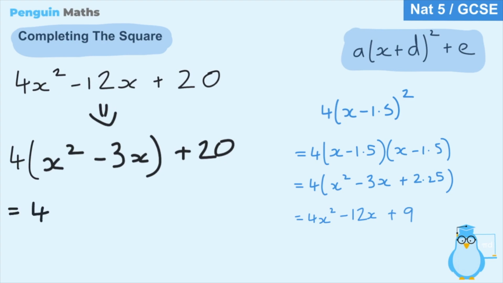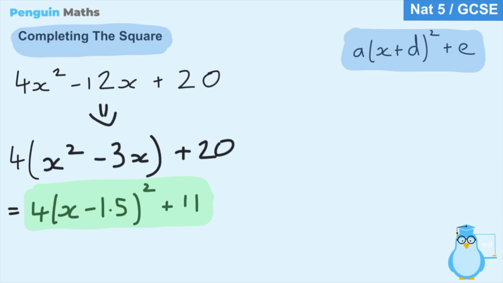So we're going to have 4 brackets x minus 1.5 squared, and to make it equal to 20, we have to say, what's the difference between 9 and 20? We know that 9 plus 11 is going to equal 20, so that means what we can do is add on 11 at the end here. We add on 11 to this, and that gives us the same expression up here, 4x squared minus 12x plus 20. So that means if we look at the general form for completing the square, a brackets x plus d all squared plus e, we can see that a is equal to 4, d is equal to minus 1.5, and e is equal to 11.